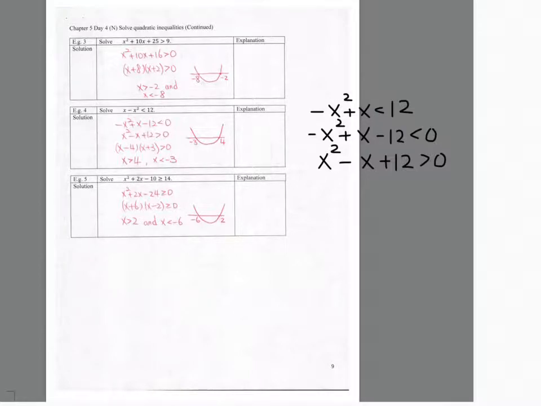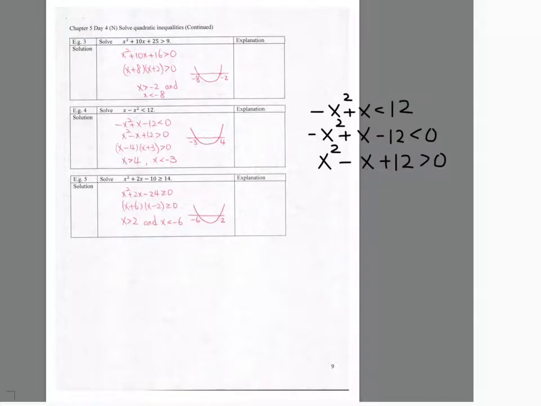From here, we do a factoring. The factors are x minus 4 times x plus 3. Again, it's greater than, so it's going to be outside of your x-intercepts. Our x-intercepts are 4 and negative 3. So the solution is going to be x greater than 4 or x less than negative 3. So again, pick points to test your result.